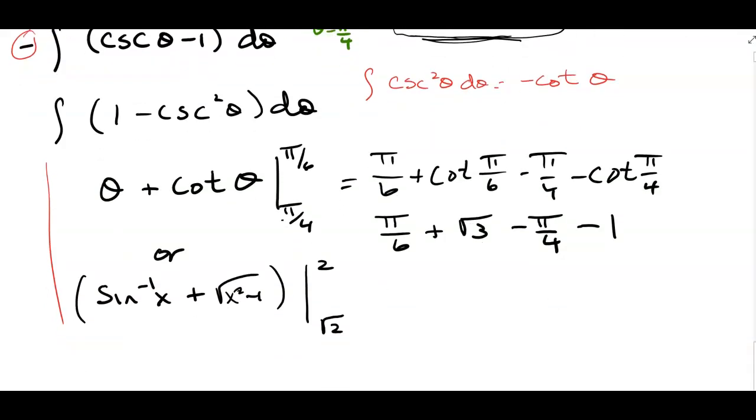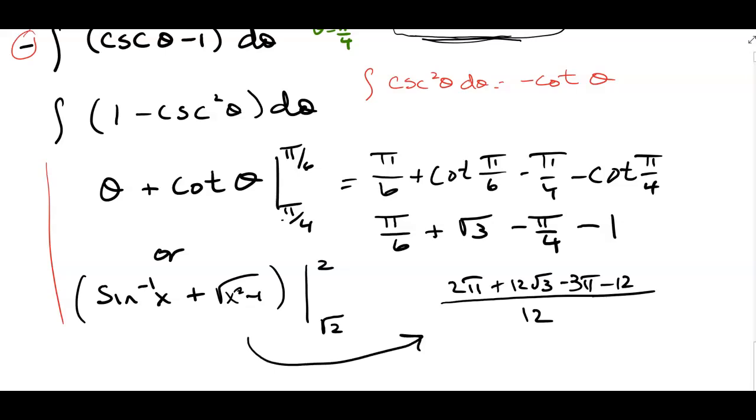So we can bring that together over 1 fraction is fine. However you want to work that out. If I brought it together and put everything over 12, that becomes 2 pi, it becomes 12 radical 3. That actually becomes 3 pi minus 12. Either way, if you work out this, you'll get the same answer.